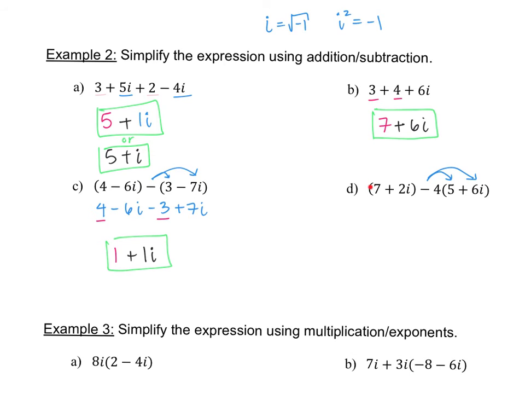Now this one's going to be very similar, but I'm distributing a -4. And again, there's nothing in front of this one, so I'm going to pull it down. If I distribute the -4, I get -20 minus 24i. If I combine the like terms, I have 7 minus 20, which is -13. Then 2i minus 24i, so 2 minus 24 is -22i. And I can't combine any further. So this is my final answer.